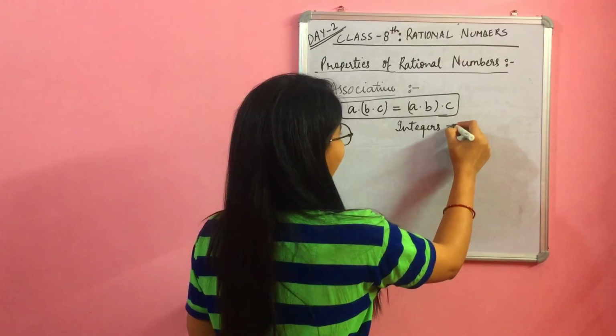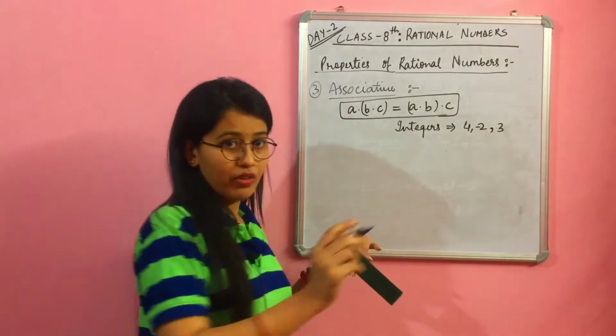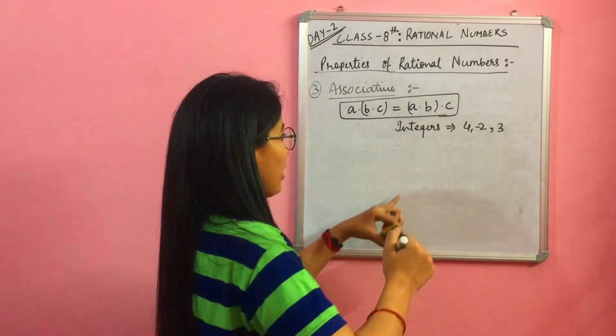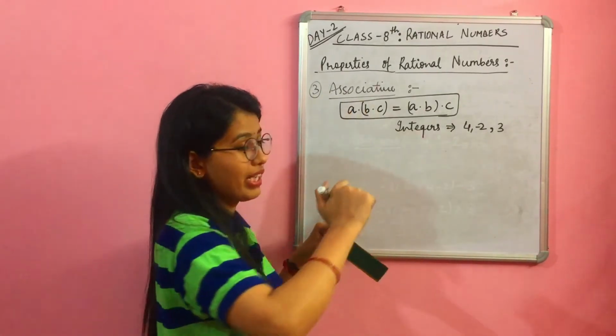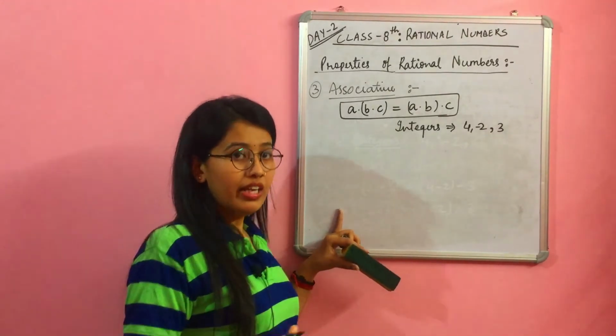Okay, let us take 3 integers 4, -2 and 3. Okay, now we will see the properties for addition. See this property, associative property for addition, subtraction, multiplication and division.